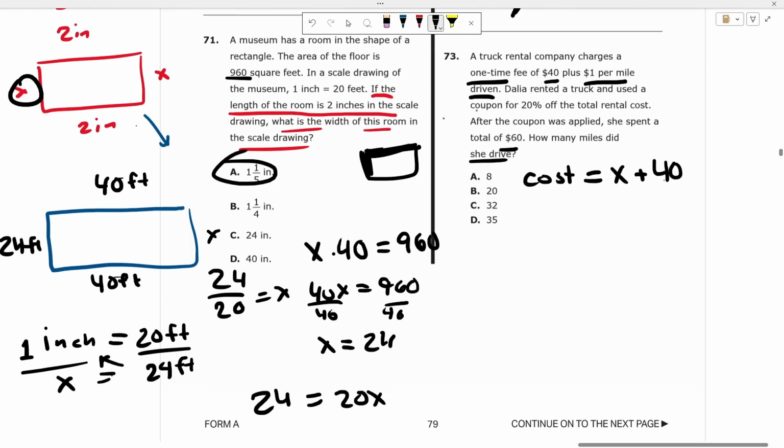So we know that she used a coupon for 20% off the total rental cost. So did she actually pay the 100%? Did she pay the total cost? No, she paid 20% off of it, or 80%.